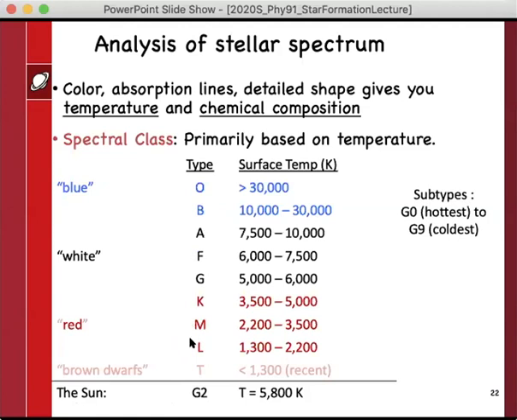Eventually, we realized that we had to be even finer in our classification, so we created subtypes. Every letter can also have a number, like an A5 star or a K7 star. The numbers just rank from hottest to coldest within the little groups. So we say that the sun is a G2 star, for example.